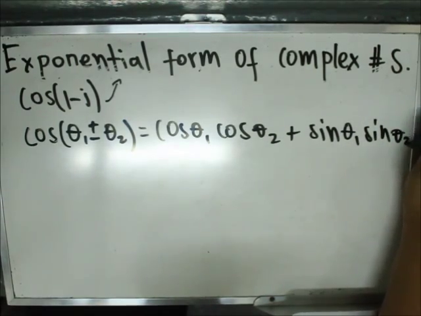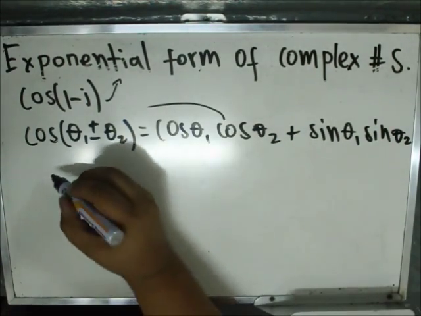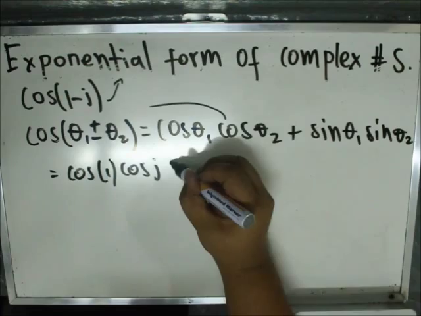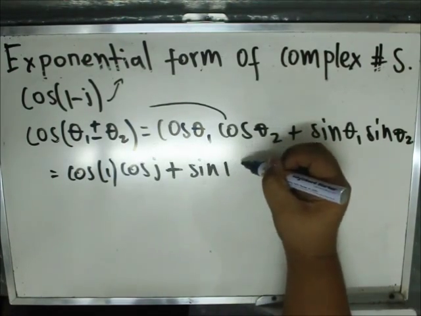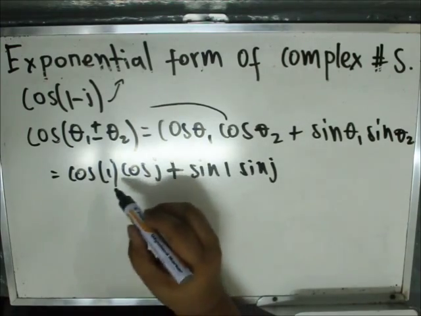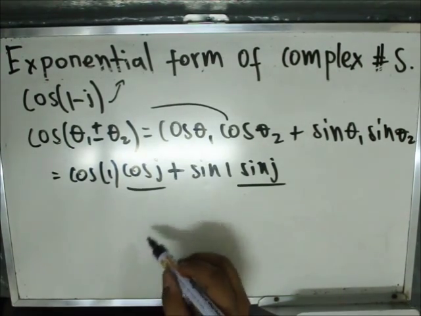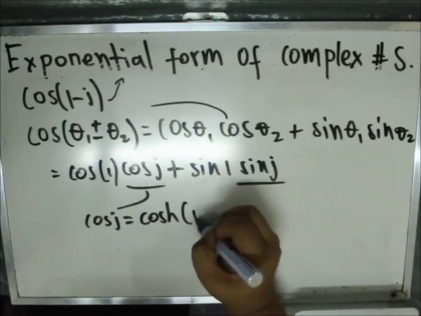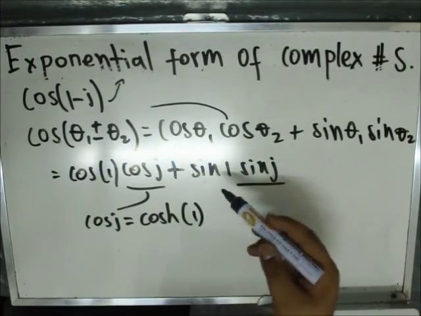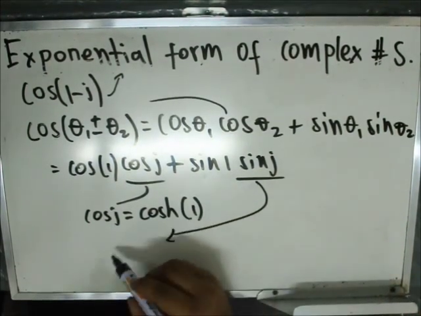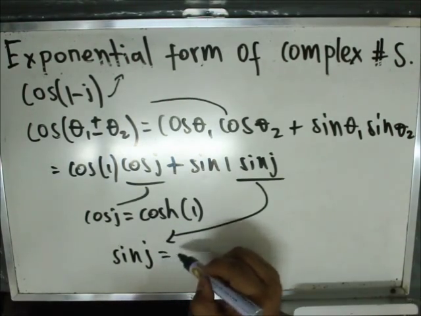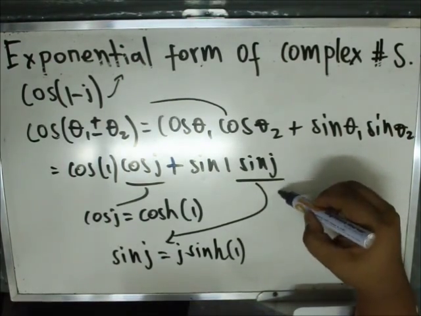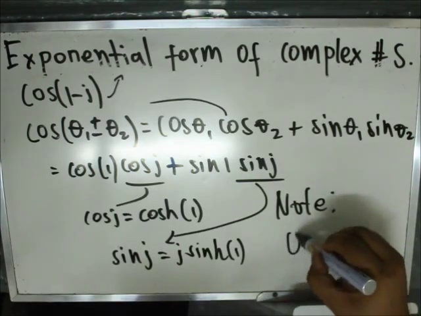Substituting the values of theta 1 and theta 2, we can get cos 1 times cos j plus sin 1 times sin j. Again, there is an identity for these two operations. Cos j is equal to cosh 1, an equivalent function in hyperbolic functions. Sin j would be equal to j sinh 1, also an equivalent function in hyperbolic functions. Note that the theta inside of this function is in radians.